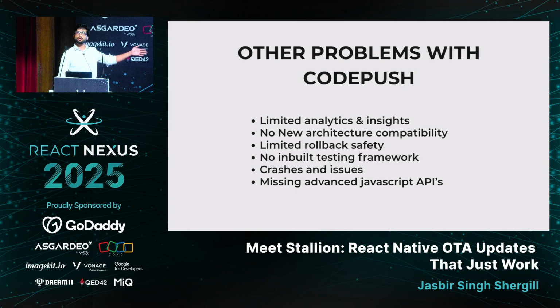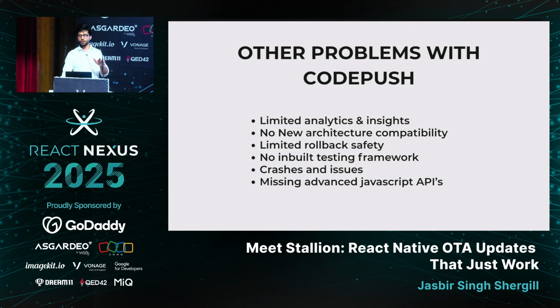Now, apart from the initial issue that I spoke about, CodePush being dead, it's not like there weren't other issues. These are some of the issues that I've personally faced in production while using CodePush. One is limited analytics. All you get on the CodePush dashboard is 3 numbers: downloads, installs, and rollbacks. For rollbacks, you don't know why they happened. There's also no support for the new architecture of React Native.